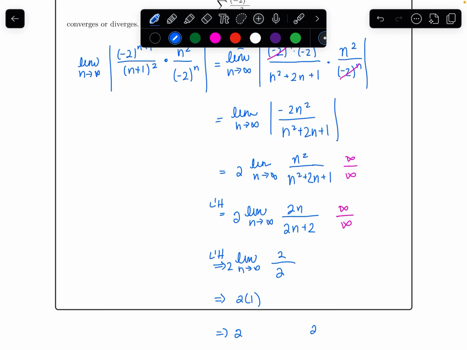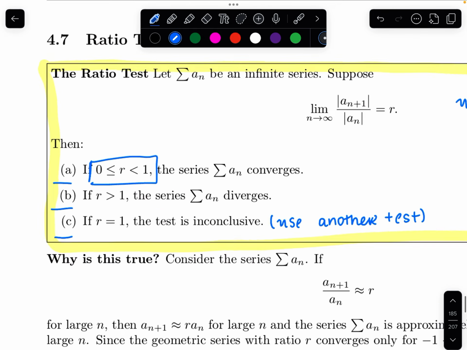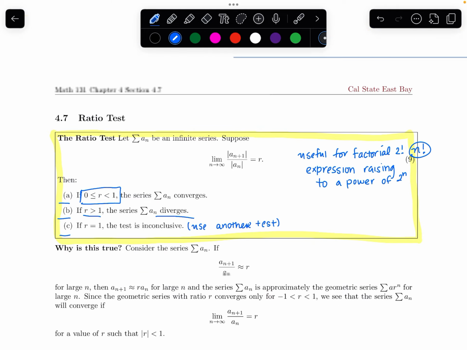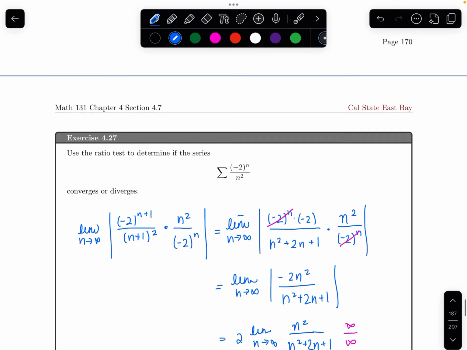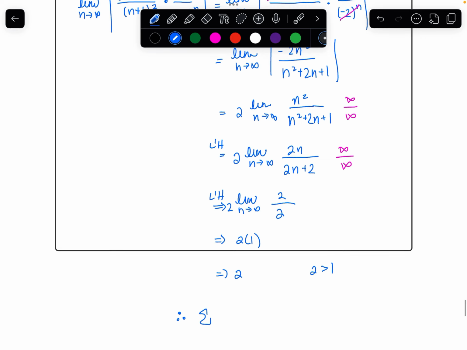And since 2 is bigger than 1, right, go back up to your test. If your R value is bigger than 1, then it diverges. So what we have found is that, therefore, this particular series, n squared, diverges by the ratio test.